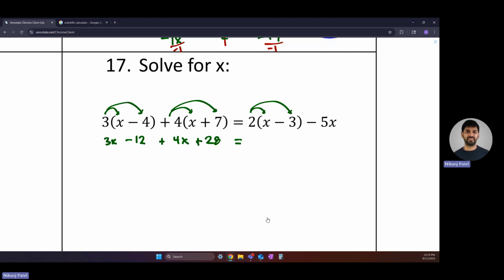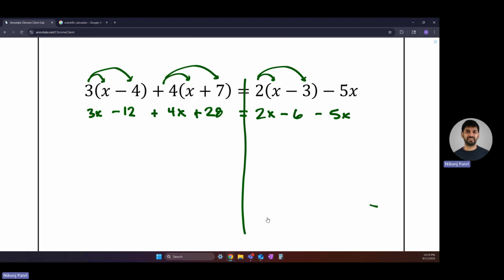Sometimes it's a negative though. 2x, right? So in this case, positive 2, but we have a negative 3, so it's going to be a minus 6 in between here. And this minus 5x at the end, we didn't do anything with it, so we just bring it down. Right, so now we got two sides.